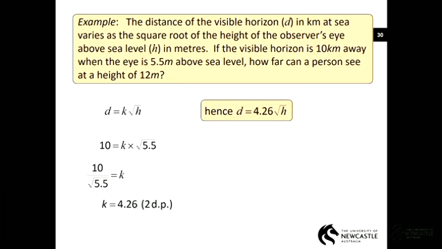D equals 4.26 root H. The only thing I'm noting is that, remember, my D was in kilometres and my H was in metres. Right, what's the question? How far can a person see at a height of 12 metres? In other words, when H is 12, what's D? Well, I'll just sub an H of 12 in. 12 metres, that's correct, and this distance is going to be in kilometres.